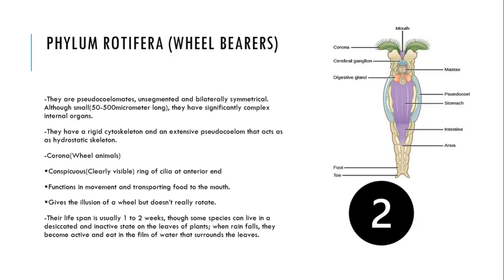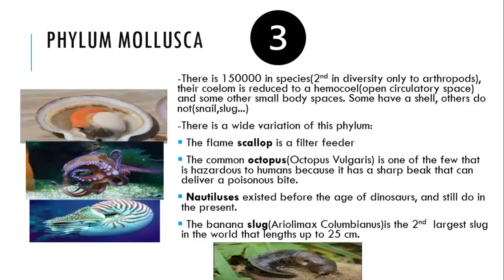The lifespan is usually short. They only last for 1 to 2 weeks, although some of them can last longer in a desiccated and inactive state on the leaves until rain comes. When the leaf is wet, then they can become active and feed on the film of water that surrounds the leaf. The third phylum is the phylum Mollusca.